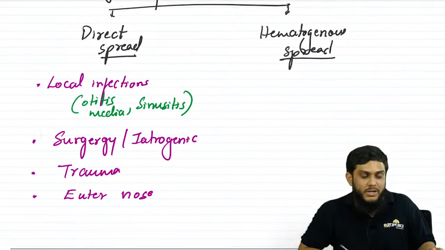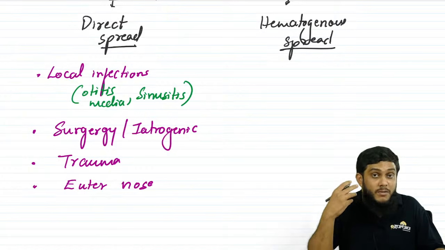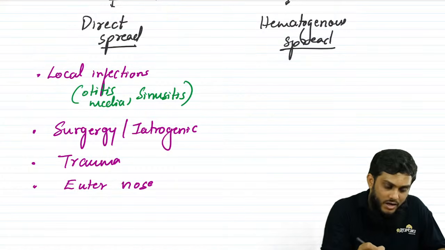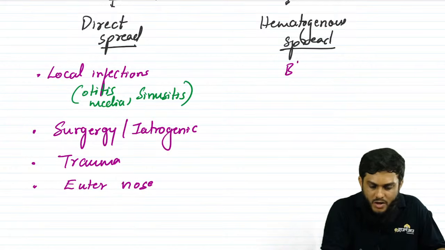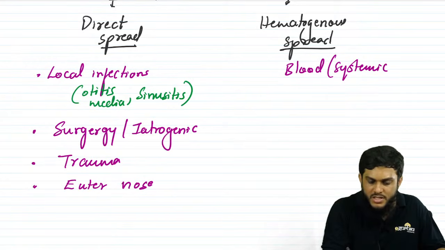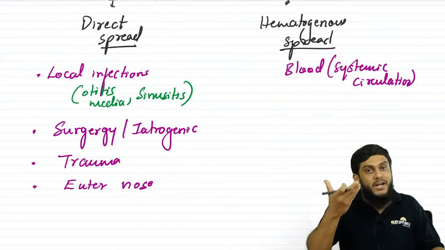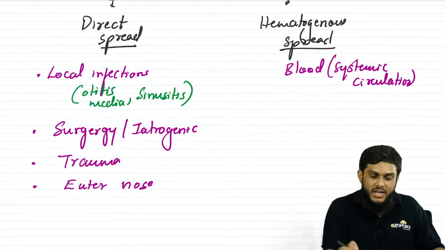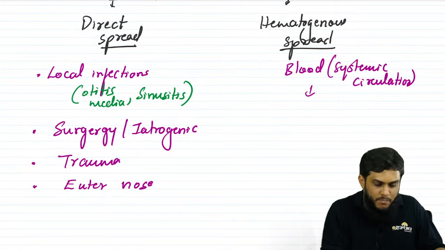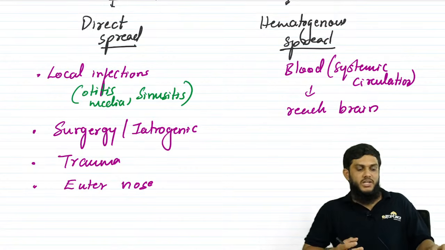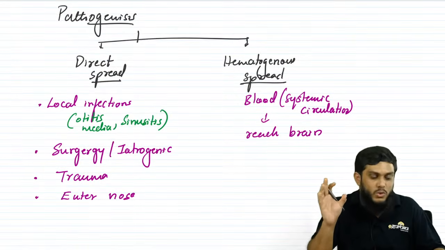Now, if we talk about the hematogenous spread, any mode of transmission, whether inhalation or ingestion, whatever. When the organism reaches the blood, that is, the systemic circulation, then from the blood, as blood goes to the brain to supply the brain, the organism via blood can reach the brain and cause meningitis. So via blood, it can reach the brain and cause inflammation and cause meningitis. So this is in short about pathogenesis.